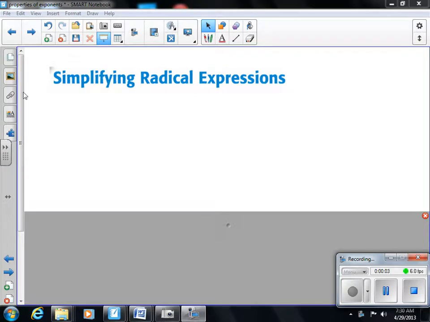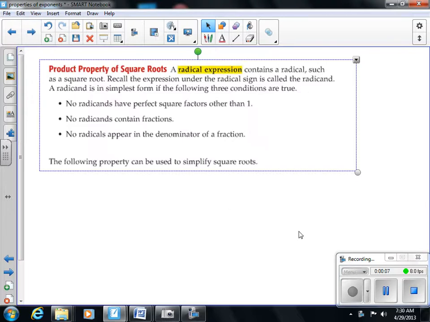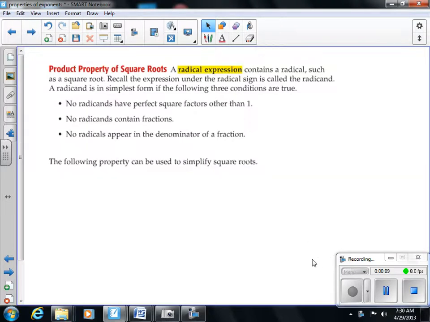Today our lesson is going to be on simplifying radical expressions. First we're going to take a look at the properties of square roots and what a radical expression is.